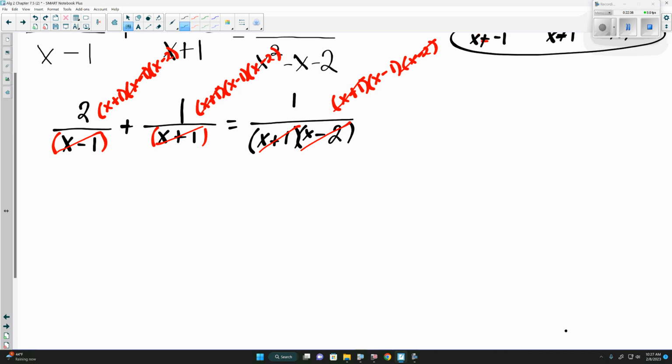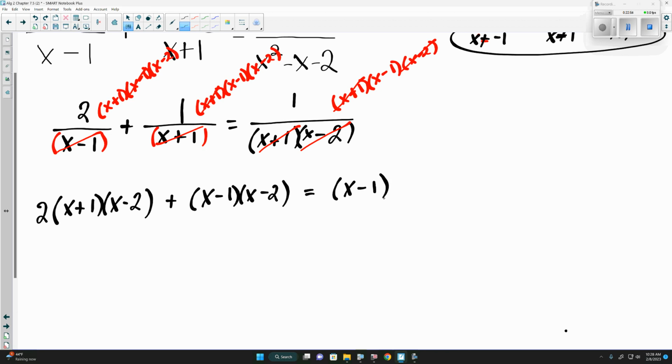leaving us with 2 times x plus 1 times x minus 2 plus 1 times x minus 1 times x minus 2 is equal to x minus 1. Any questions on this here?